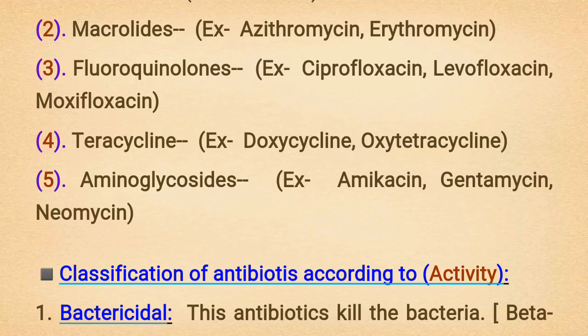Number 2, macrolides. Example, azithromycin and erythromycin. Number 3, fluoroquinolones. Example, ciprofloxacin, levofloxacin and moxifloxacin. Number 4, tetracycline. Example, doxycycline, oxytetracycline. Number 5, aminoglycosides. Example, amikacin, gentamicin and neomycin.